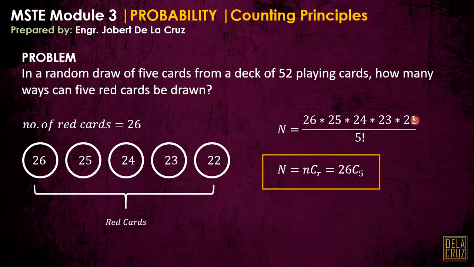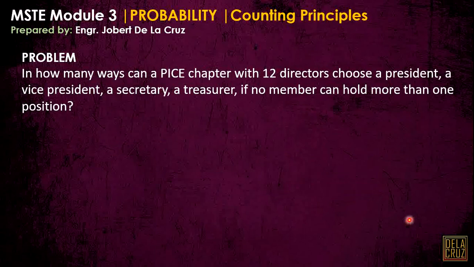Dapat here, that is 22, ha? Okay. How about this one? In how many ways can a PICE chapter with 12 directors choose a president, a vice president, a secretary, a treasurer, if no member can hold more than one position?